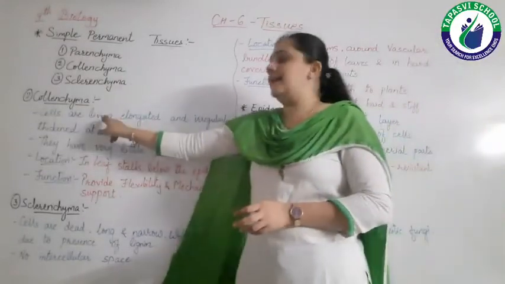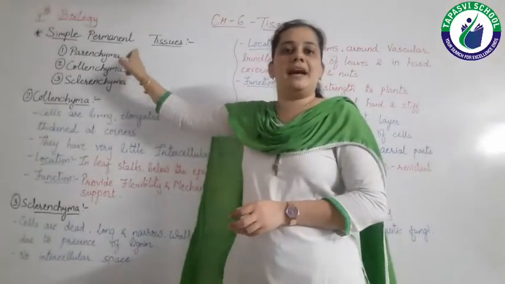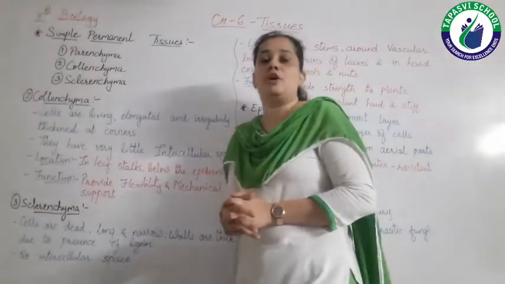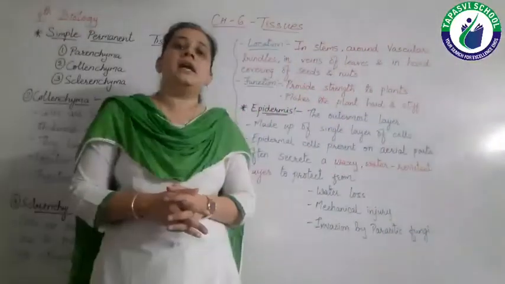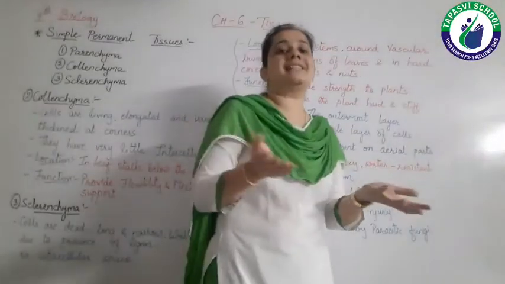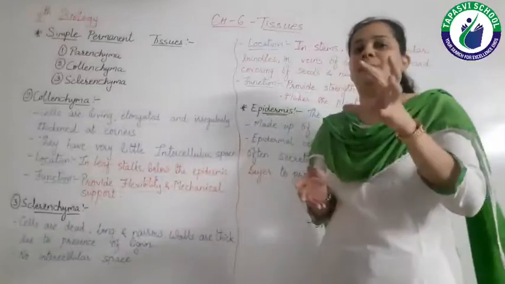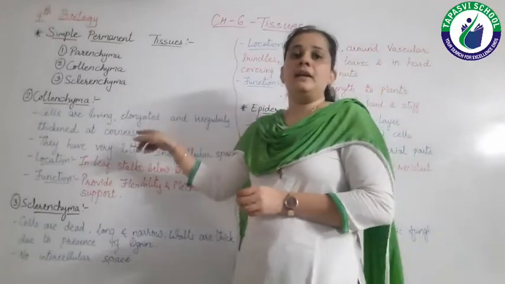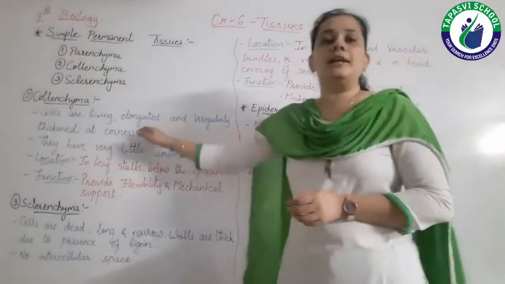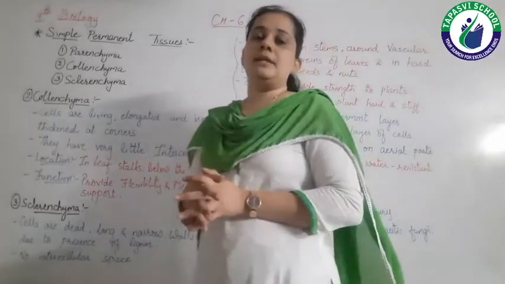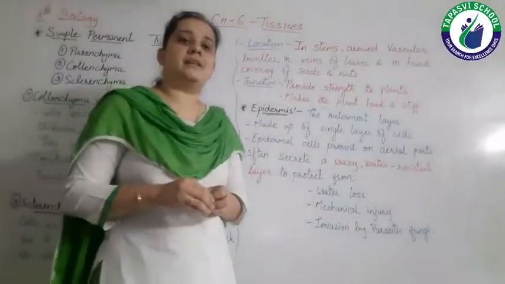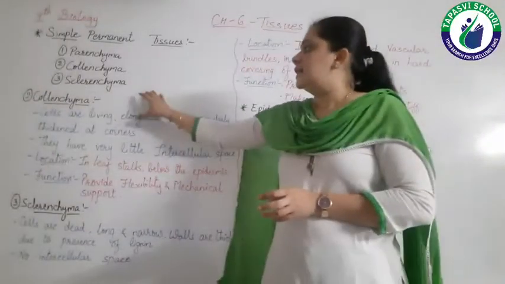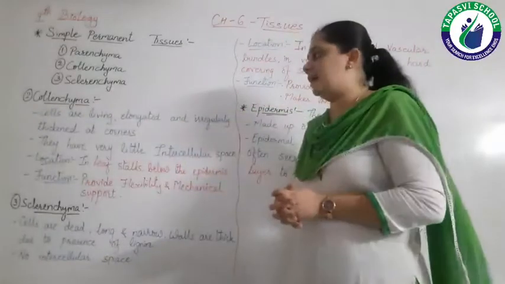The cells are living. As in parenchyma, the cells are living. They are elongated, means the shape is elongated. If we compare with parenchyma, in parenchyma the cells are unspecialized, means they do not have a specific shape. But here the cells are elongated and they are irregularly thickened at corners, means there is some substance which is present in the corners of this cell, right? So these are the cells of collenchyma.